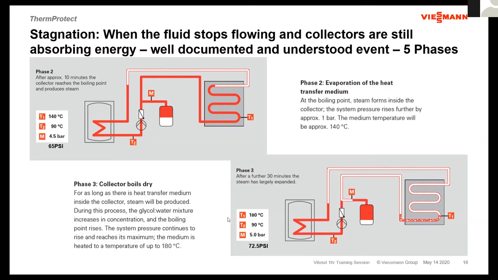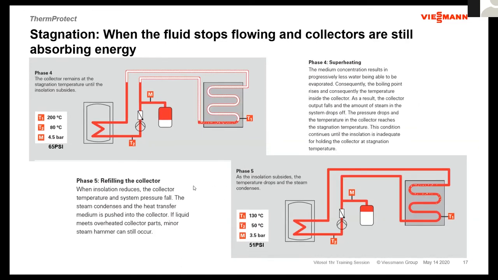So what's going to happen is we're going to boil the fluid in phase three. We hit phase four, and that's essentially where we get into a balance point, where the temperature of the collectors and the pressure in the system gets to a point where we can't boil any more fluid. We just sit there with that temperature and pressure, just kind of an equilibrium. And that's going to happen. This superheating phase four is going to stay in this phase until the temperature in the collectors drops.